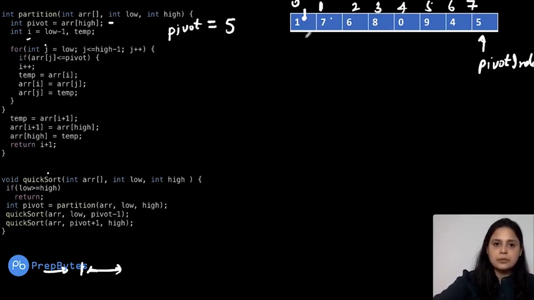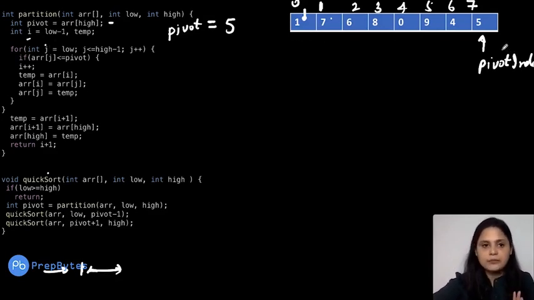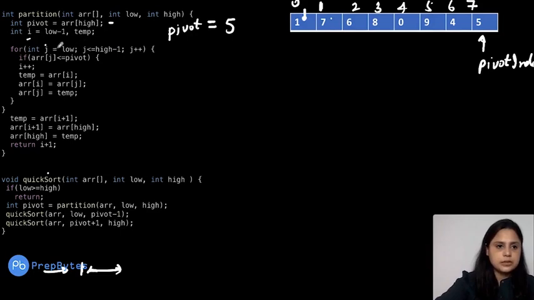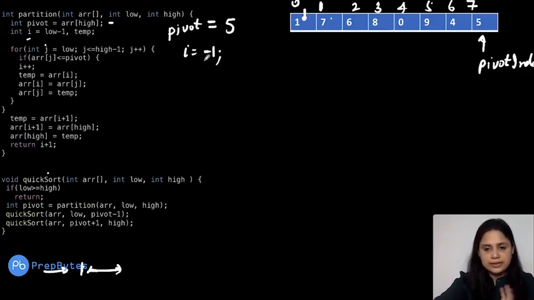Now what is j? j will start from the first place, and the task of j is to go throughout the array and find out all the elements that are less than the pivot. Now let's go ahead and run this code. Initially my i is low minus 1, like initially I assume that there is no element less than the pivot.